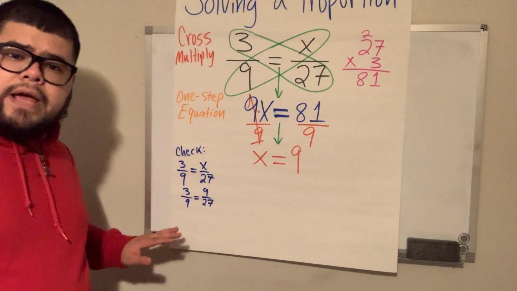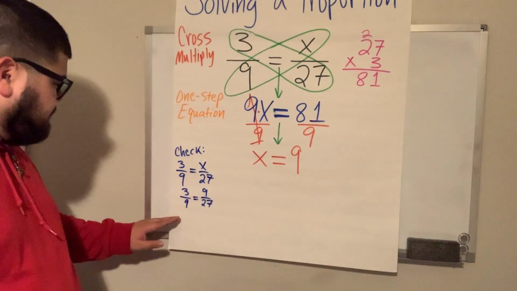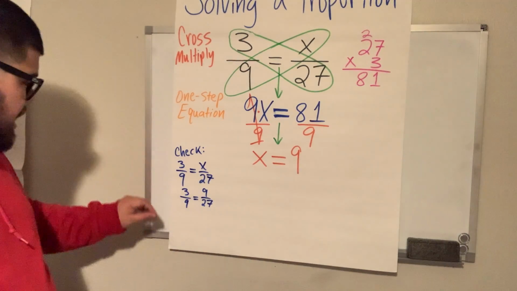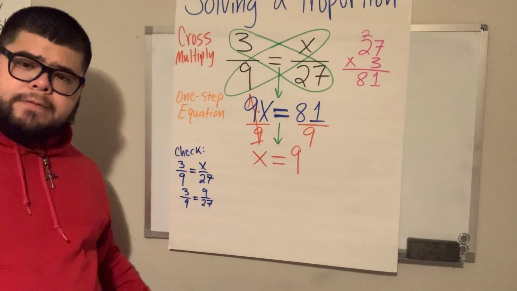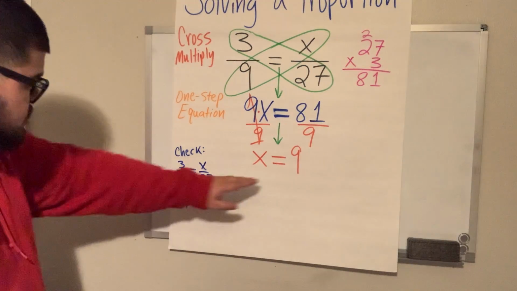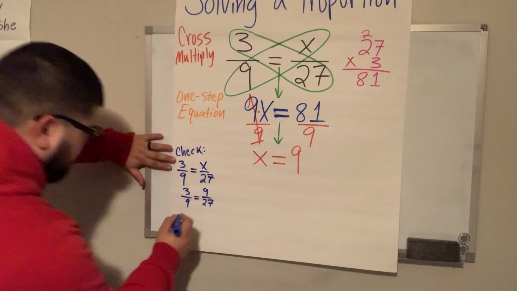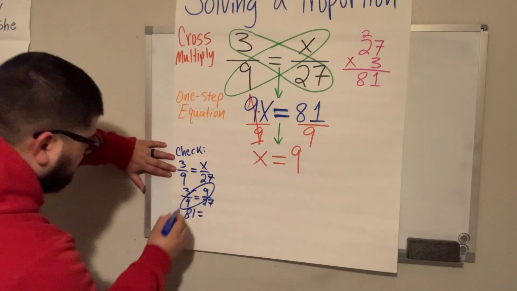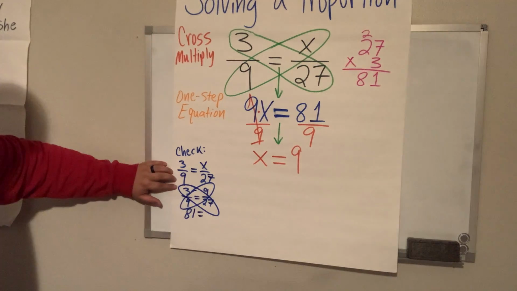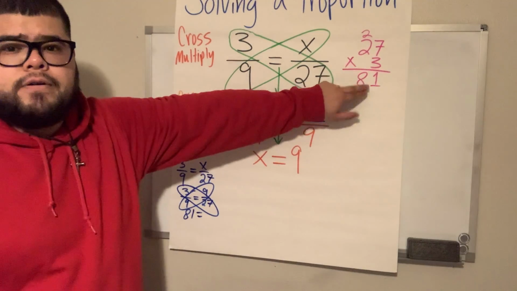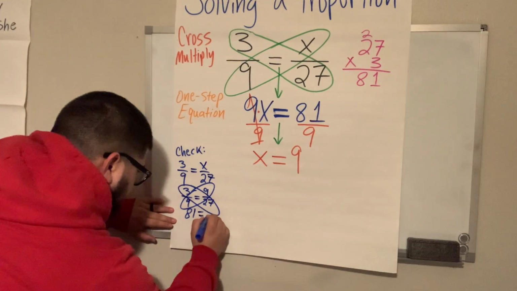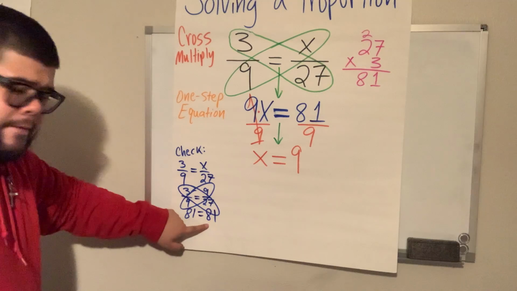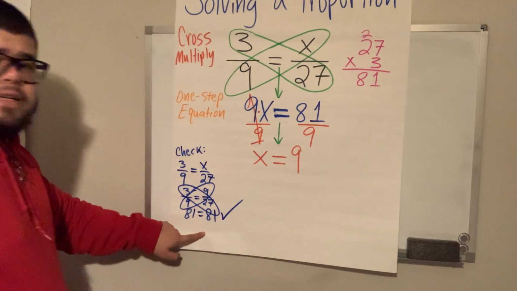Now, what we have to do, right? What we have to do is cross multiply this and see if we get a true statement. If we cross multiply this and get a true statement, that means our solution is right. That means this was correct. So we're going to do 9 times 9. That's 81. And then what was 3 times 27? Didn't we already do that up here? 81 also. So does 81 equal 81? Yes, it does.